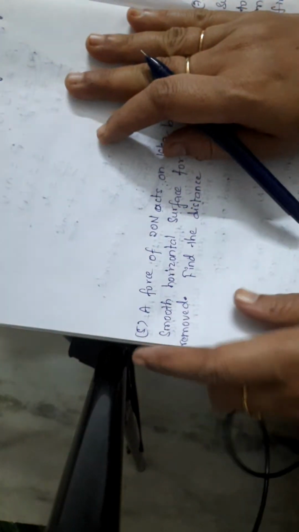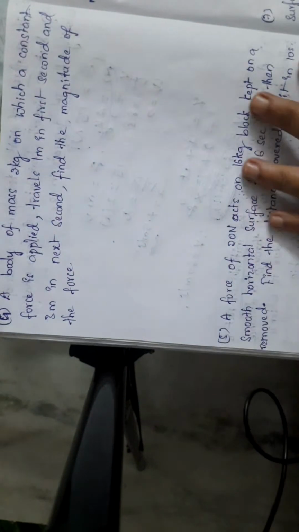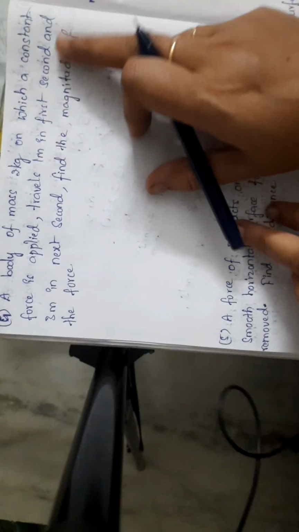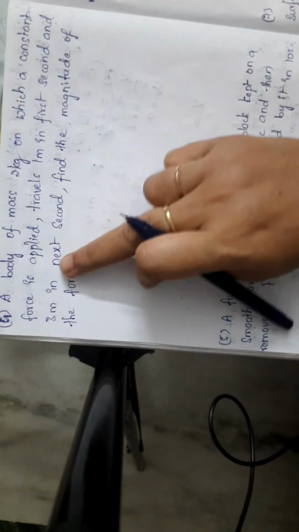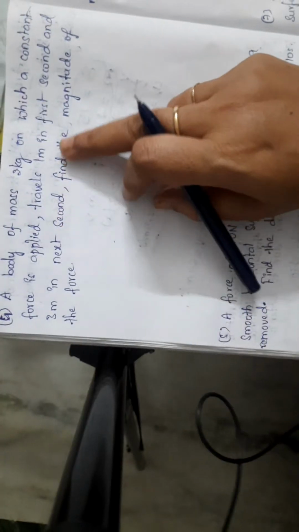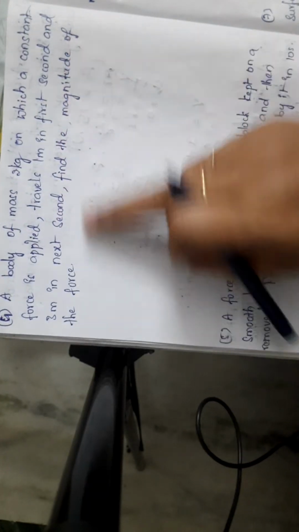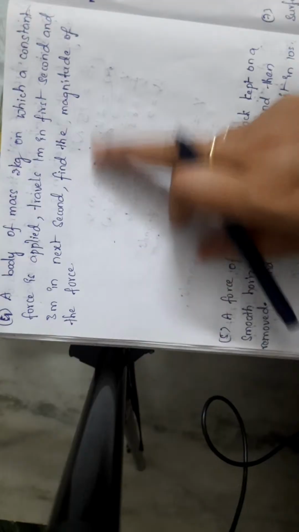So the further question: a body of mass 2 kg, on which a constant force is applied, travels 1 meter in the first second and 3 meter in the next second. Find the magnitude of the force. These kinds of questions are nth second type of questions. These need a different explanation again.